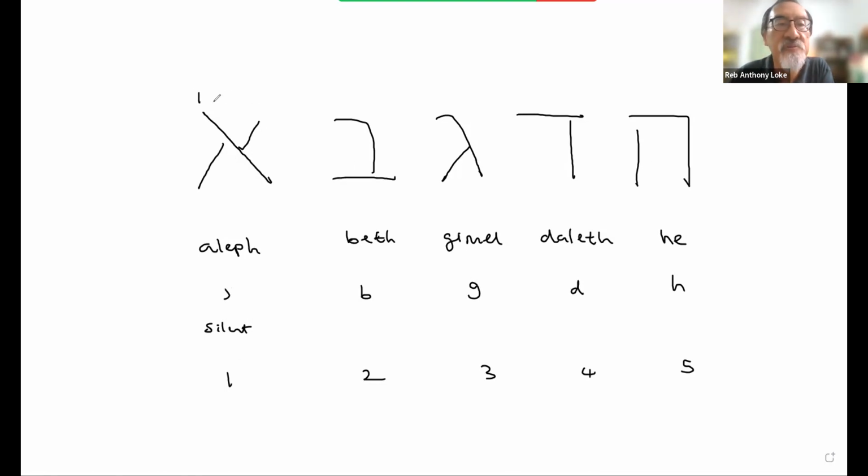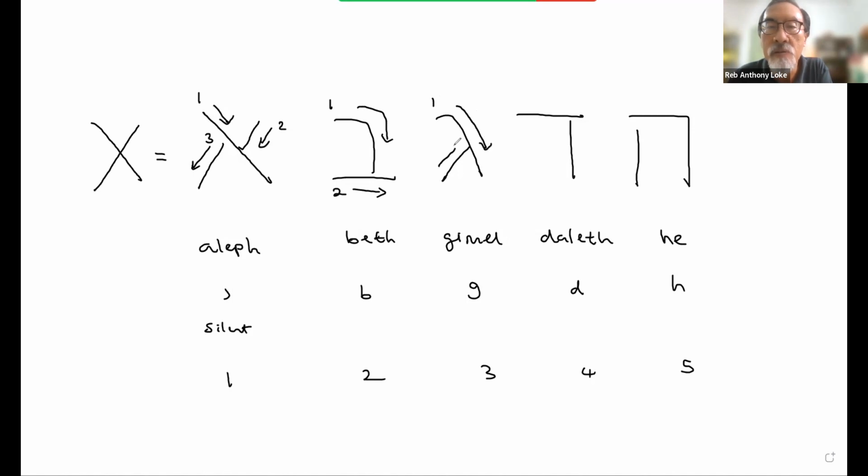First stroke, second stroke, third stroke. You can do it this way or you can do the X. It's the same. First stroke, second stroke. First stroke, second stroke. First stroke, second stroke. Down. First stroke, second stroke.